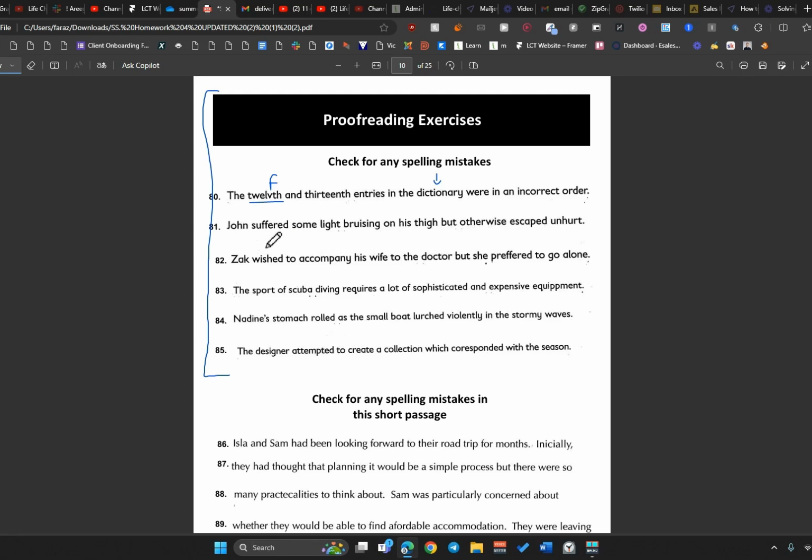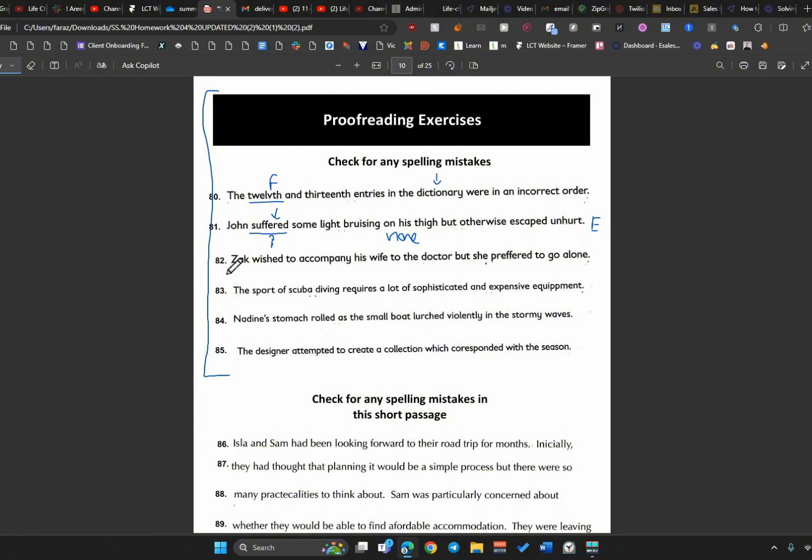Question 81. John suffered from some light bruising on his thigh, but otherwise escaped unhurt. So again, some people might be confused by suffered, but if you know the correct spelling, it's actually that, so there is no mistake there. And apart from that, there are no other mistakes in there, so actually the answer is E here. There were no mistakes, or none, right?